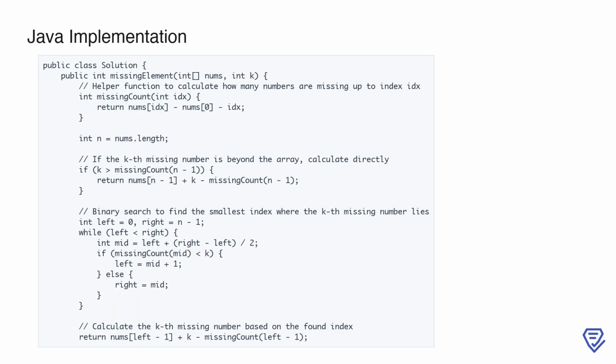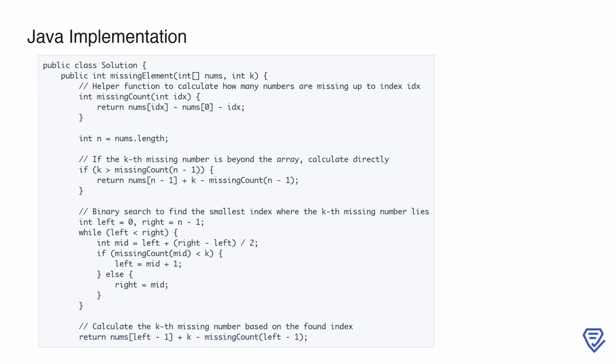Here, we begin by defining a Java class called Solution and implementing the method missingElement, which takes an array of sorted integers nums and an integer k as input. The goal is to find the kth missing number in the sequence implied by nums. To assist with this, we create a helper function called missingCount. This function calculates how many numbers are missing from the beginning of the array up to a given index idx. The calculation is based on the difference between the value at nums[idx] and nums[0], adjusted by subtracting the index itself, which accounts for the expected consecutive sequence.